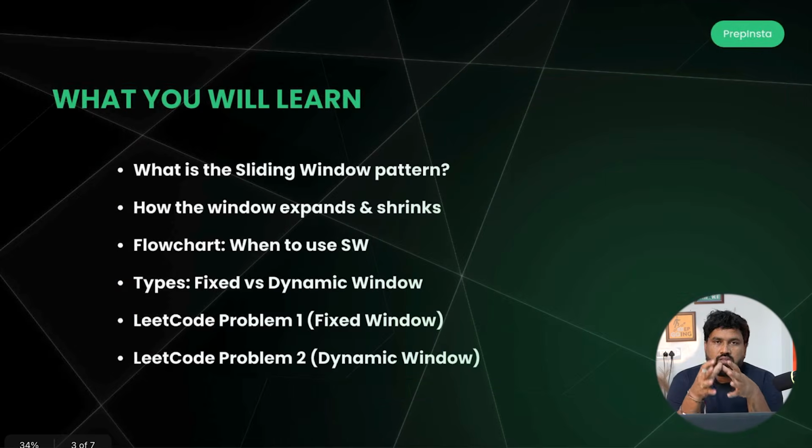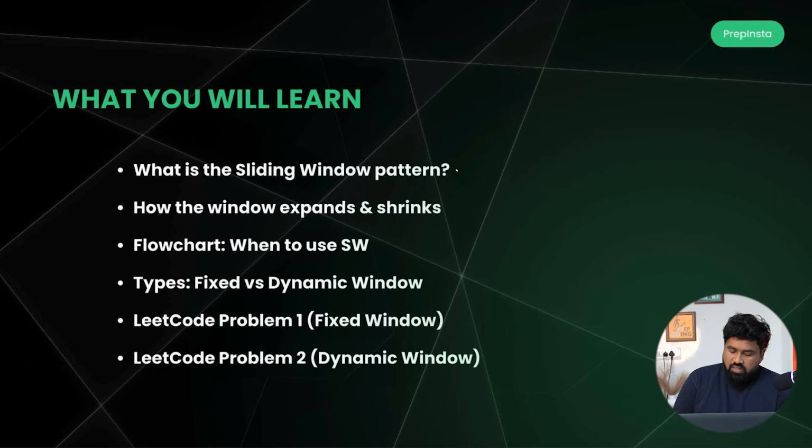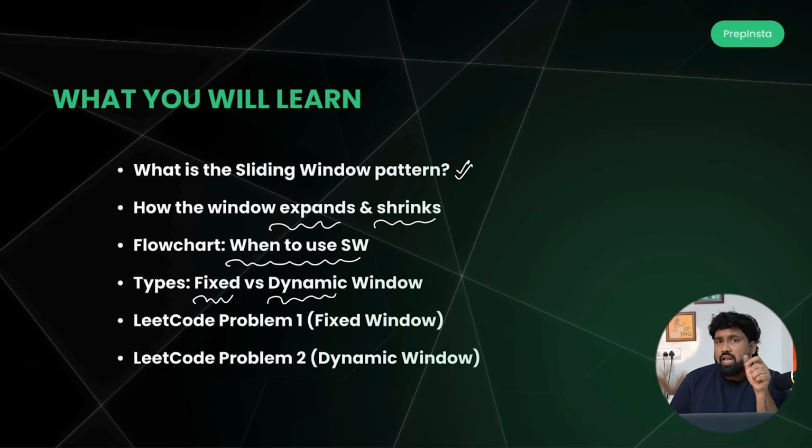And for today's video, I will give you a simple overview of what we are going to learn, so that you can become very comfortable with it. First I will tell you what the sliding window pattern is, and after that how to expand and how to shrink the window of this algorithm. The next one is the flowchart of when to use this sliding window technique, and the types of sliding window. There are two types actually: one is the fixed window and the other is the dynamic window. For which type of problems, what kind of algorithm you need to use.